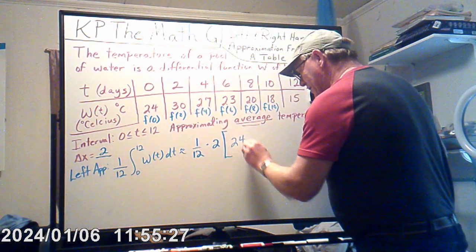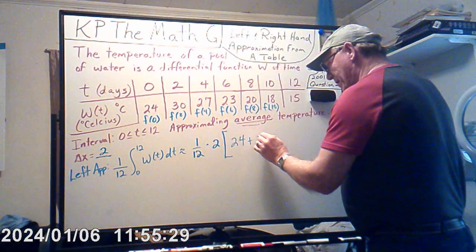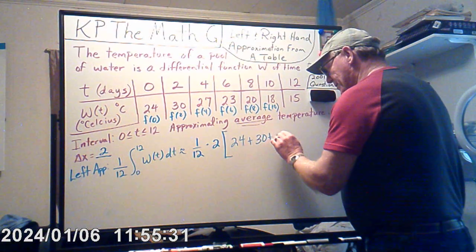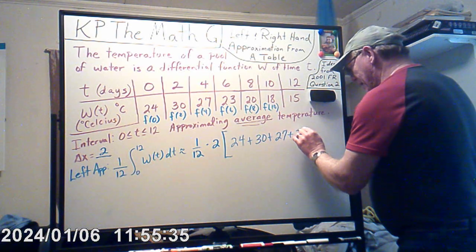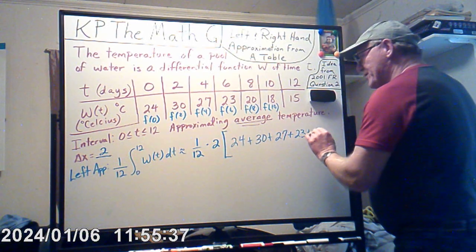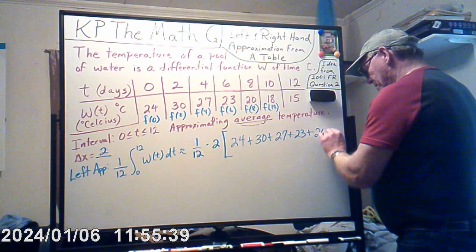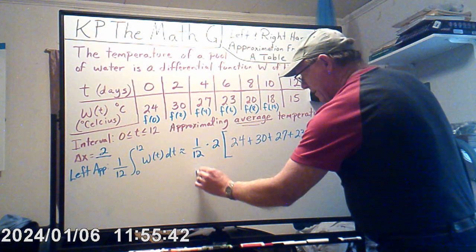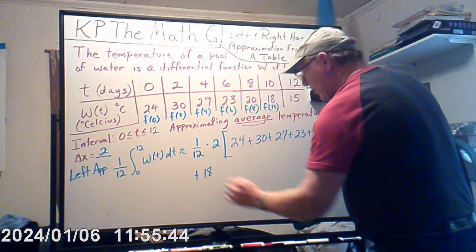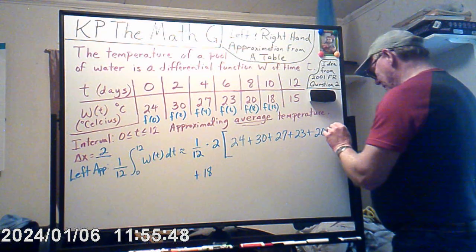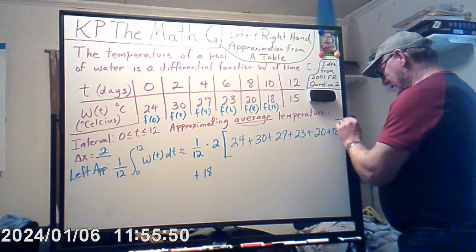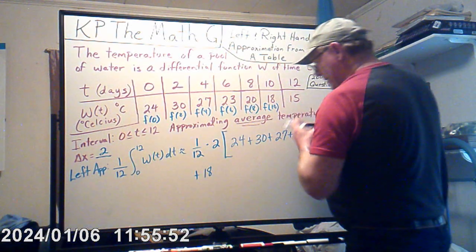It's already given to us. Plus 30, plus 27, plus 23, plus 20, plus 18, and that's it. I could probably squeeze that in. Plus 18. Okay, I didn't need that.